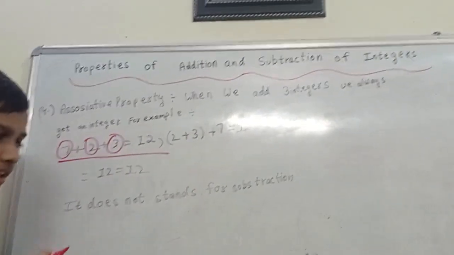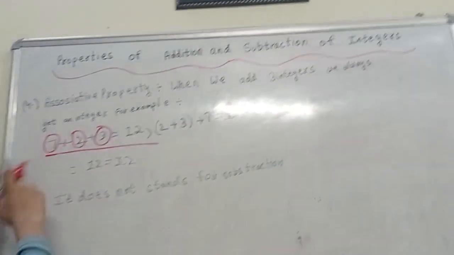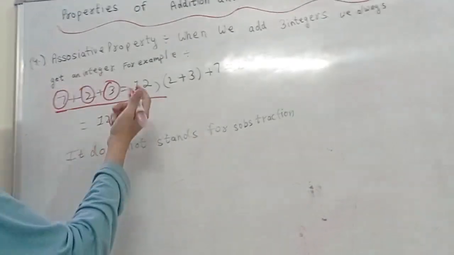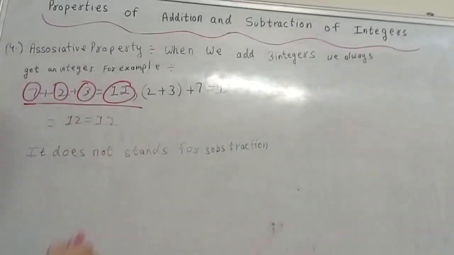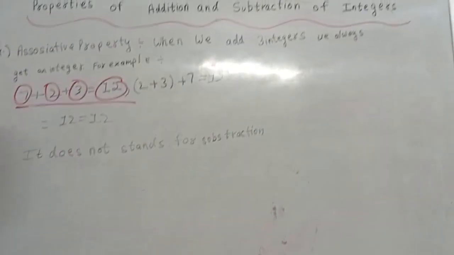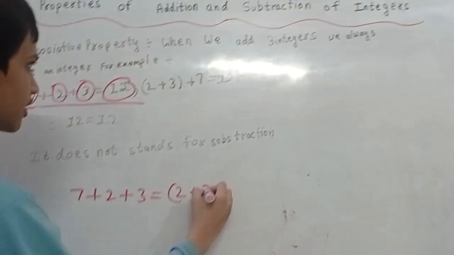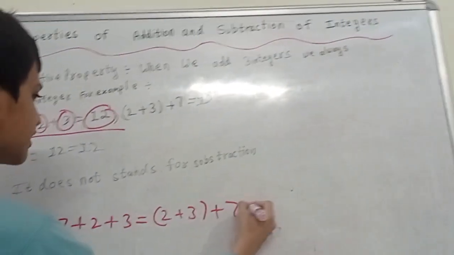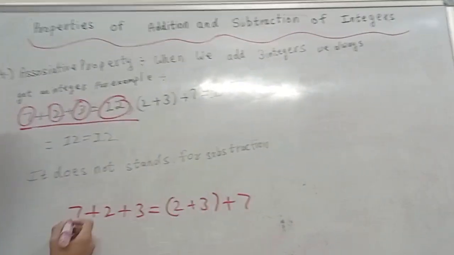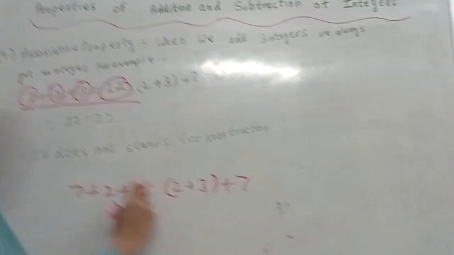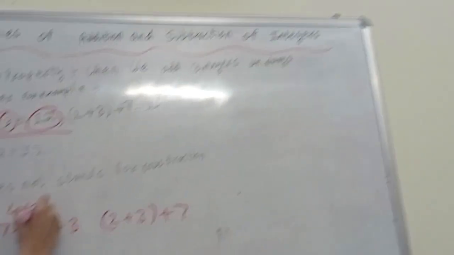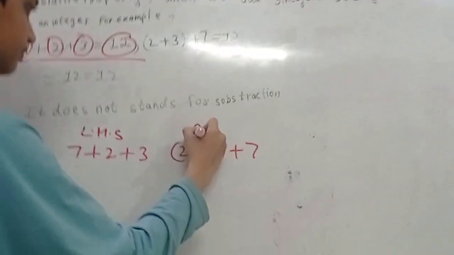They are all integers, and when we add them we get 12. It is also an integer, and we can also write 7 plus 2 plus 3 as 7 plus bracket 2 plus 3, which is the same as this. How can I prove that? I can prove that to you by forming this equation.